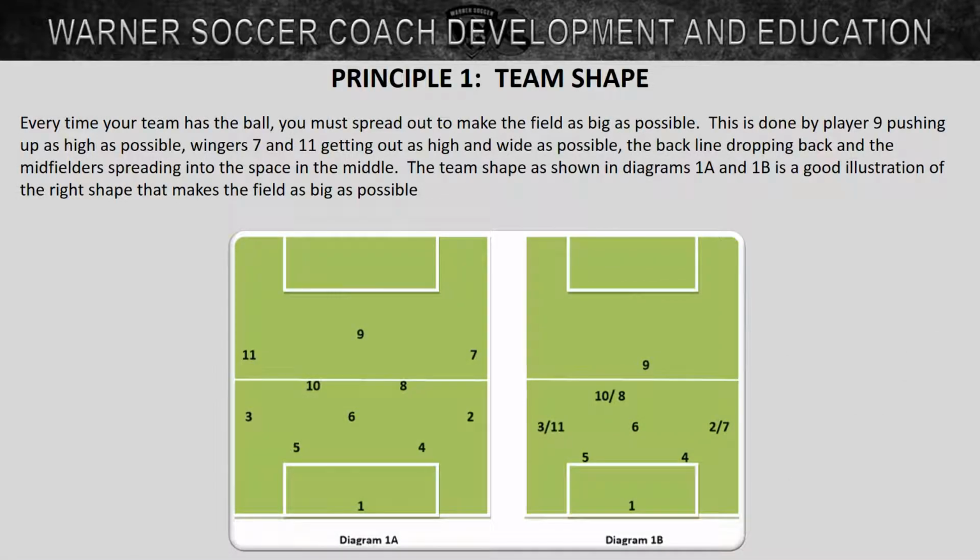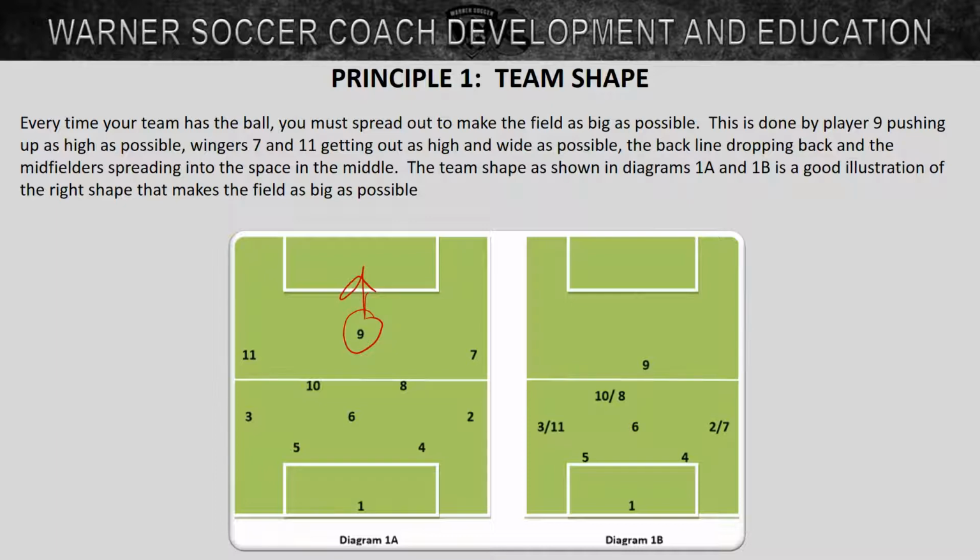The first principle of possession is team shape. In its simplest terms, what we're talking about is maximizing the amount of the field we're using for possession. By using a larger portion of the field, we're requiring the defense to defend a larger portion of the field. The way we do this, to start off with, are number 9.